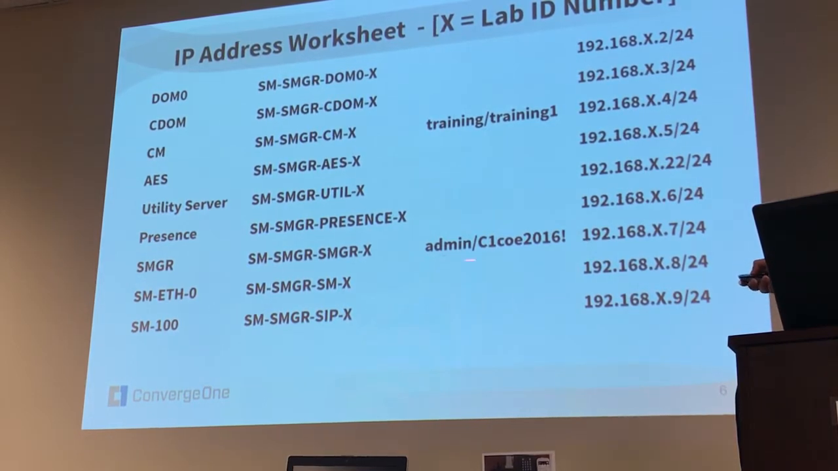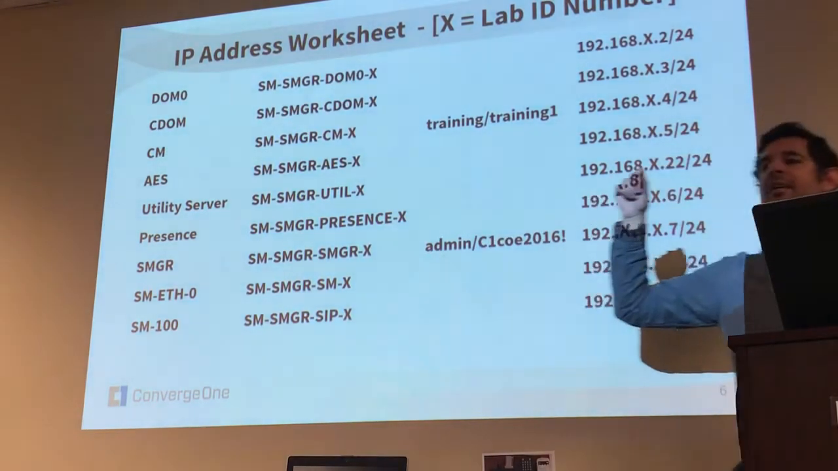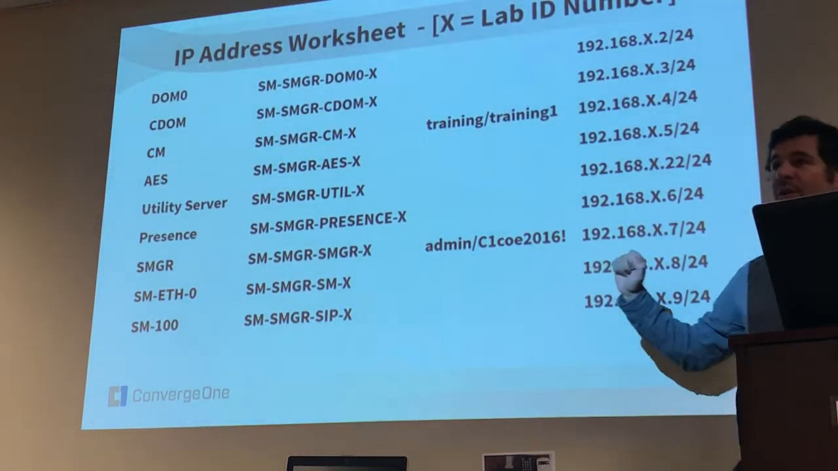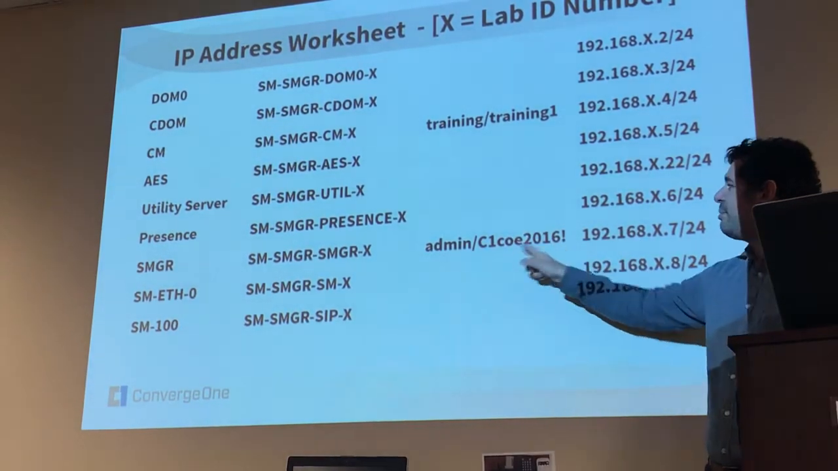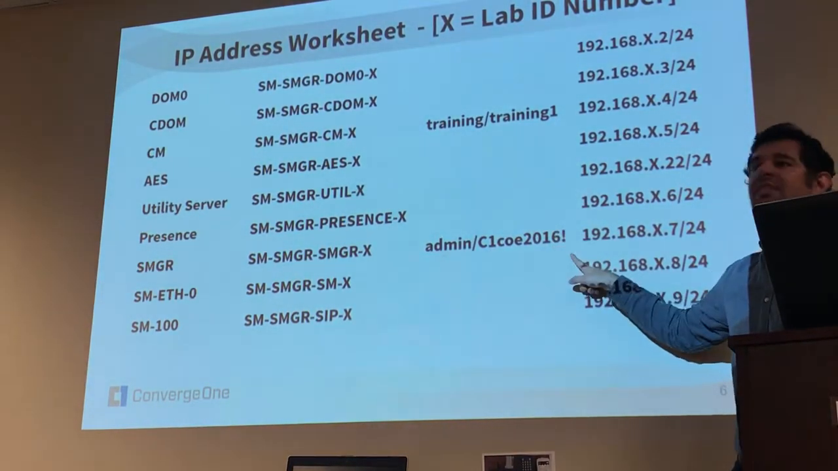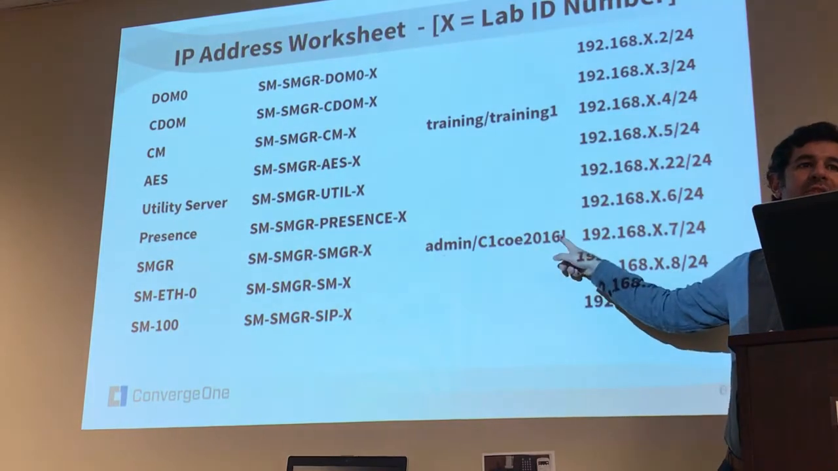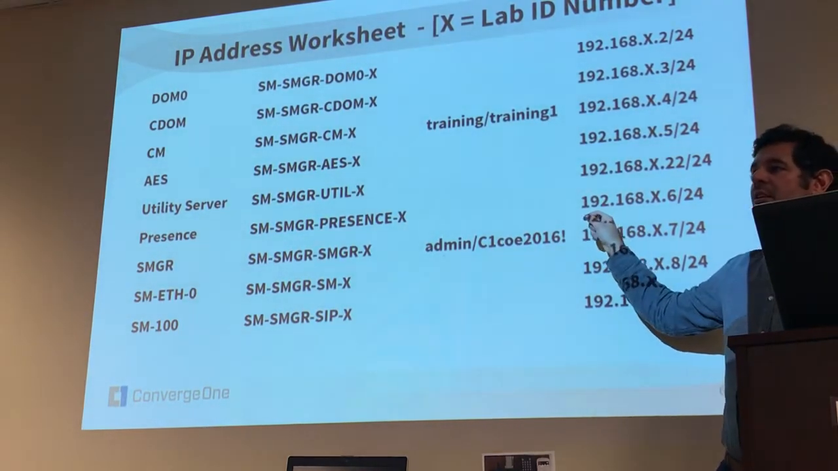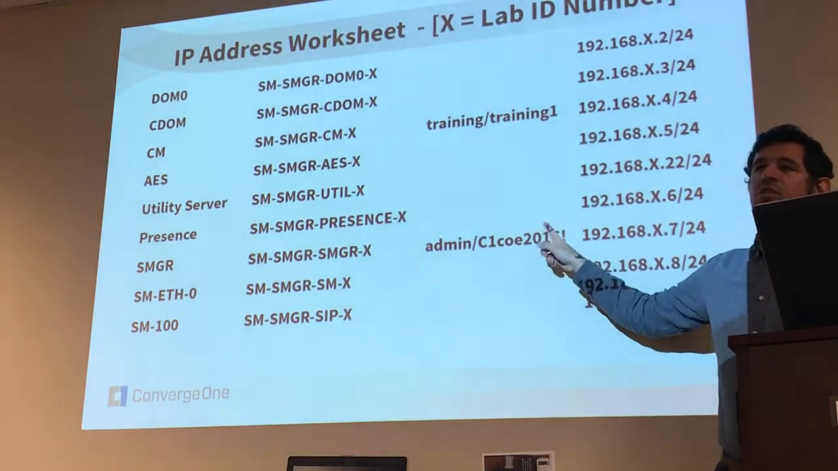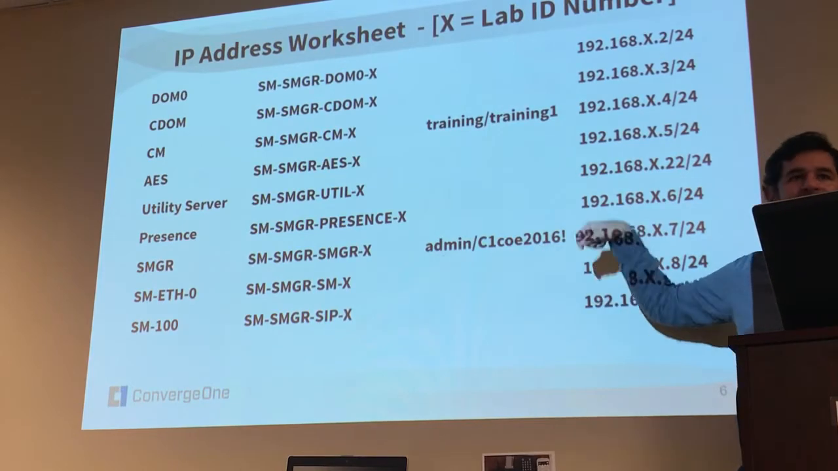Now, the username for System Manager is actually going to be lab X, which means it's going to be lab10, lab20, lab30, lab40. That's going to be the username. The password is not this, but it's going to be C1COE, and instead of 2016, 123 exclamation mark. So just replace 2016 with 123. So again, C with a capital letter, C1COE123 bang.